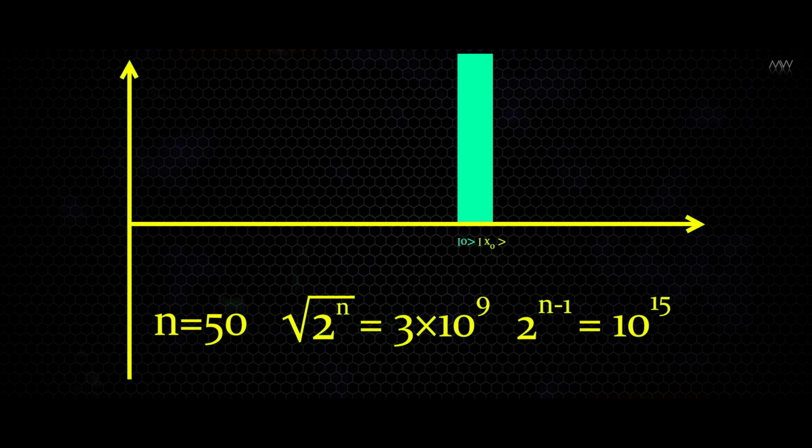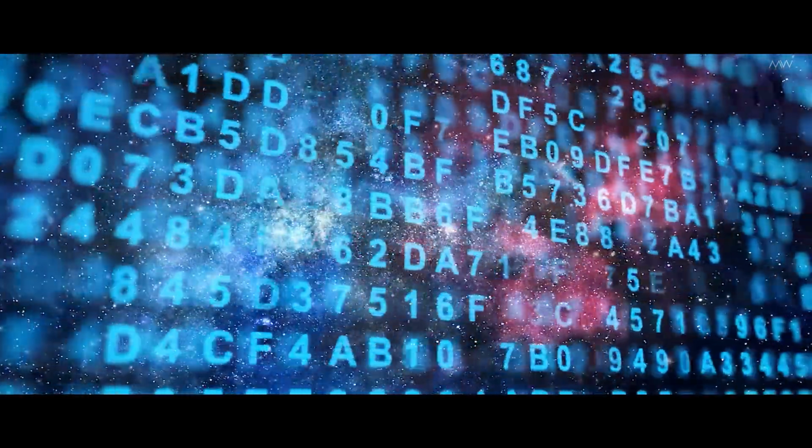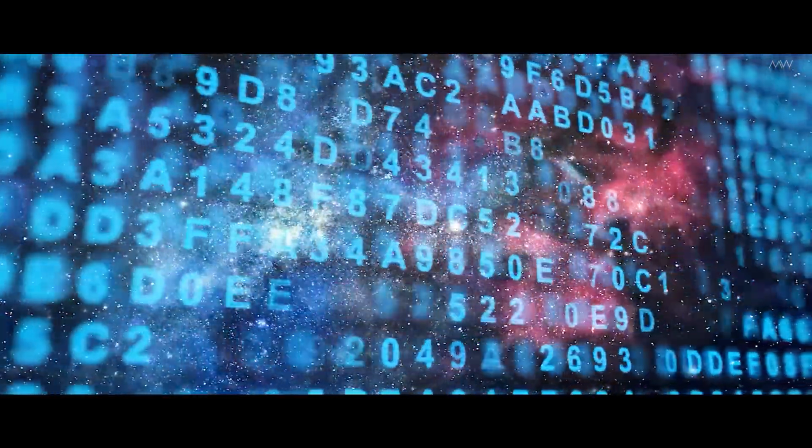If n equals 50, that means about 3 times 10 to the 9th power of operations on a quantum computer versus 10 to the 15th power on a classical box. A million-fold speed up. For bigger n, the difference just gets crazier. And hunting for a needle in a cosmic haystack isn't the only party trick in quantum computing.